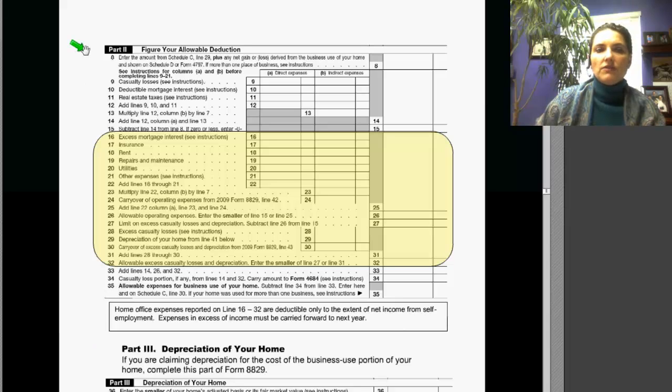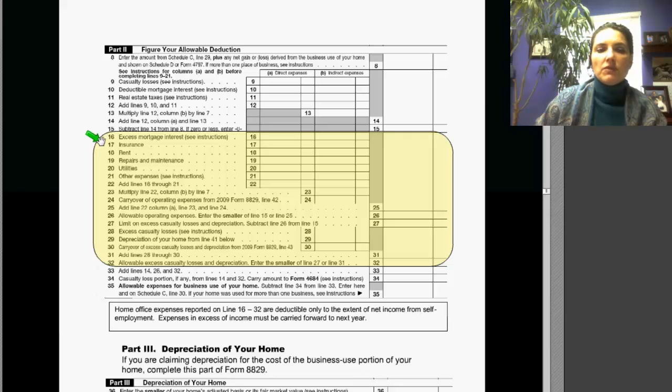Part 2, figure your allowable deduction. And so we've talked about earlier, on the earlier page, the amounts that you can deduct on Schedule A include casualty loss, deductible mortgage interest, and real estate taxes. The amounts you cannot deduct on Schedule A are separated out and begin on line 16, and these are entered on line 16 all the way through line 32. Home office expenses reported on line 16 through 32 are deductible only to the extent of net income from self-employment. Expenses in excess of income must be carried forward to the next year.